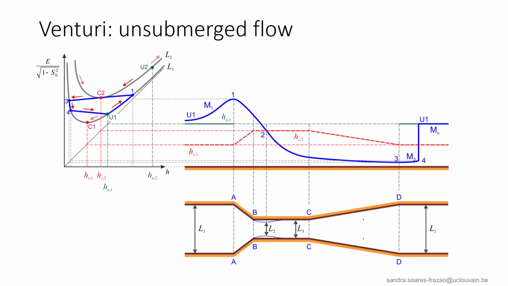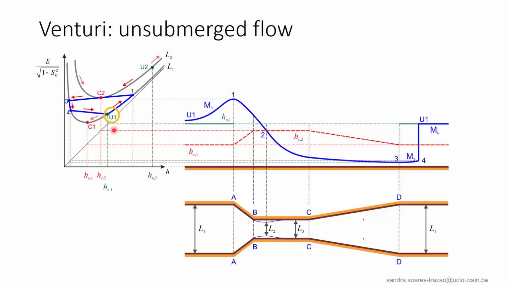If the ratio L2 over L1 decreases, we obtain the situation illustrated here, in which the flow widening becomes too important, and as a result, a hydraulic jump occurs in the Venturi flume. Contrarily to the submerged case, we now have a flow that goes below the critical depth here, and this is why this situation is called the unsubmerged case.